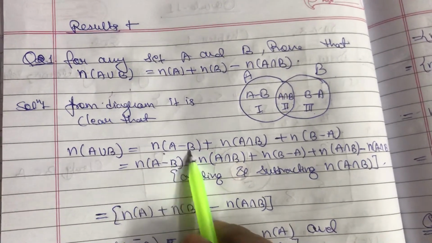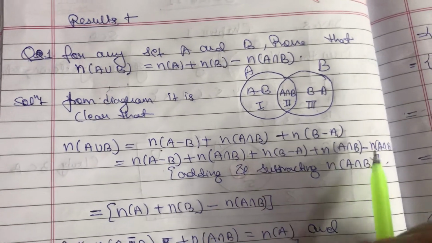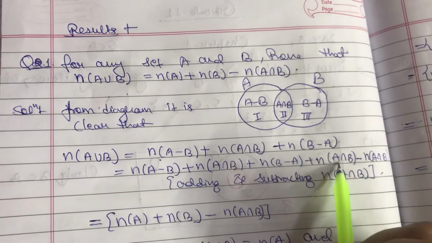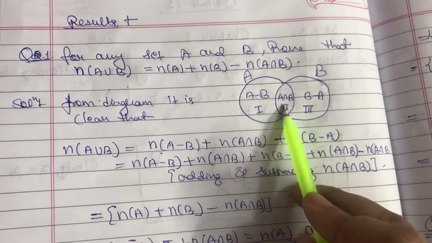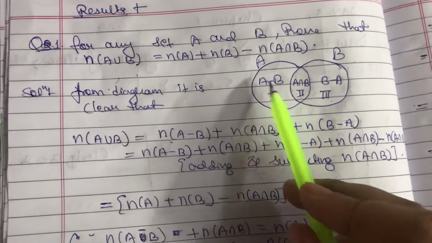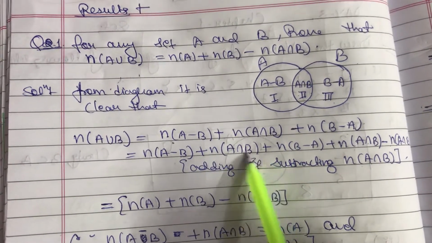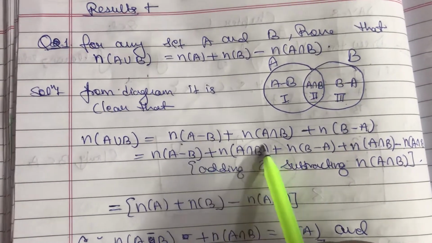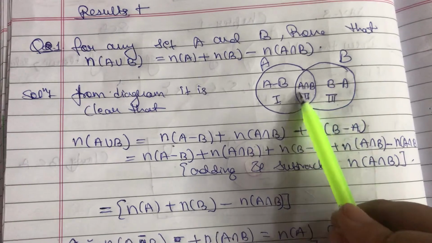Now moving ahead, this is as it is I have written. Now what I have done is I have added n of A intersection B and subtracted the same. I don't think there is going to be any difference in that. I'm just adding this portion and subtracting this portion extra. So n of A minus B and n of A intersection B, if I add this, what will I get? I'll get n(A), because n(A) equals 1 plus 2. This is my 1, this is my 2. Similarly, for B minus A and this, it is 3 plus 2.